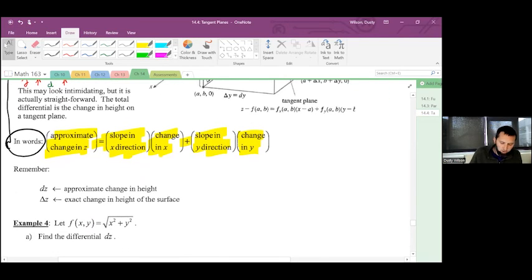So remember, it's really important. It's not difficult, but it can be a little bit confusing. Remember that dz is the approximate change in height. Delta z is the exact change in height. So one of them, this one, requires knowing the tangent plane, whereas delta z requires knowing the function height value in two places.